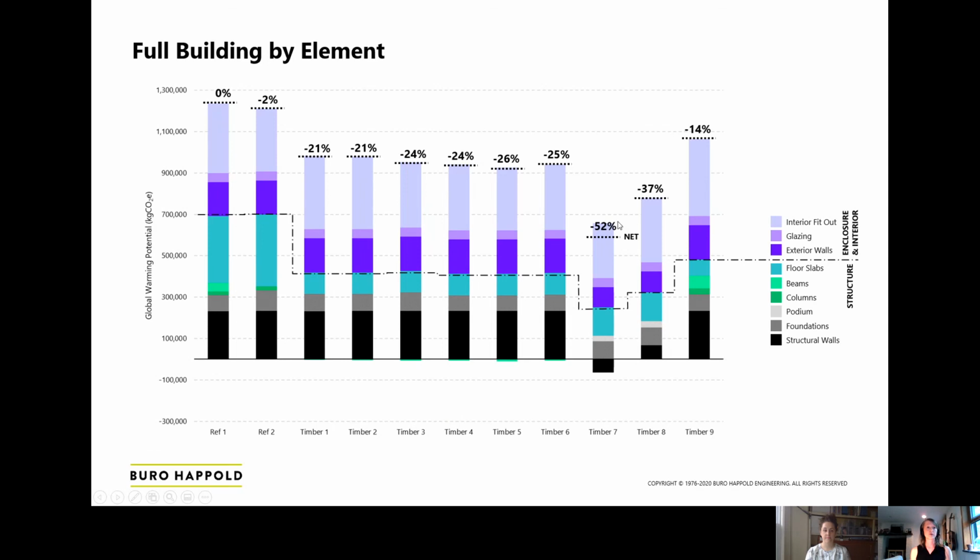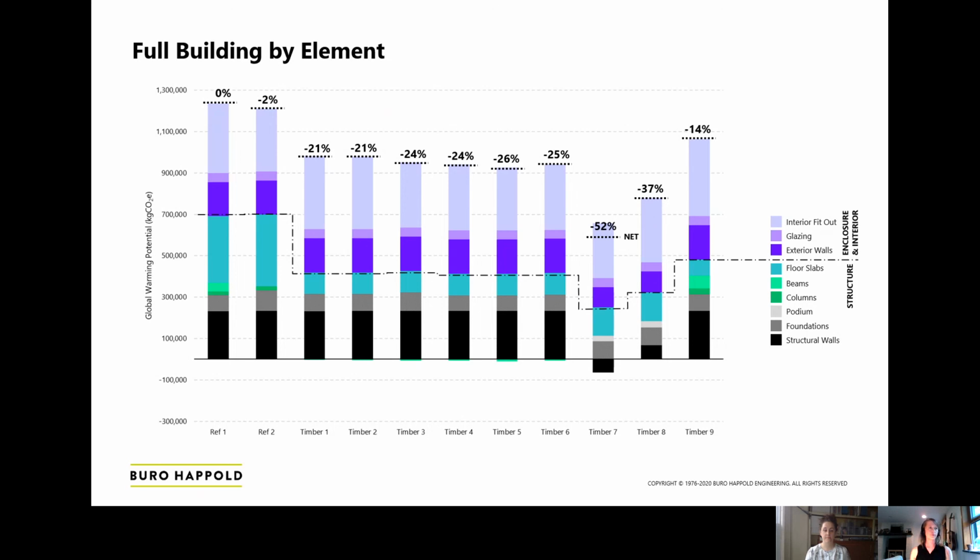Looking at this performance in more detail and breaking out the portions of the building that contribute to that impact, you can see the reference cases on the left. This is the steel and concrete systems. And then from timber 1 through timber 6, you're seeing those more typical post, beam and plate approaches where you're still maintaining those concrete core walls. Timber 9 is that hybrid system with concrete core walls and steel structure. And then you have options 7 and 8, which are those more cellular approaches. We'll get into those in more detail in the next slide.